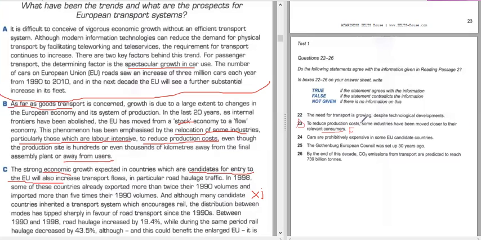100 or even 1,000 kilometers away. Some industries have been moved closer. So if it is say some industries have been moved farther away, then it should be false. But I don't know why, I think it is not given, because it is not talking about whether the industries are moved closer or moved farther.